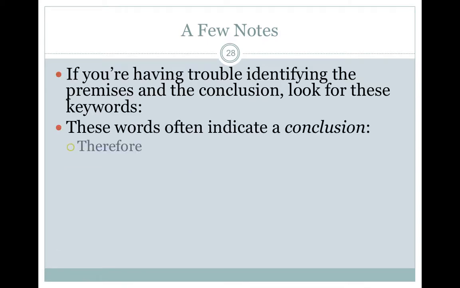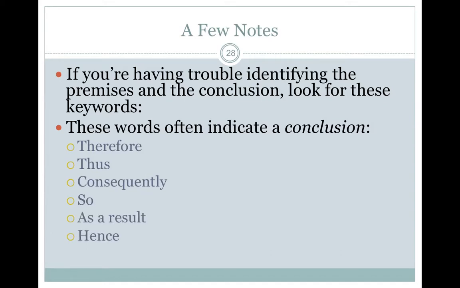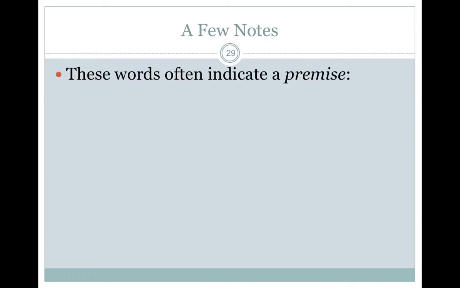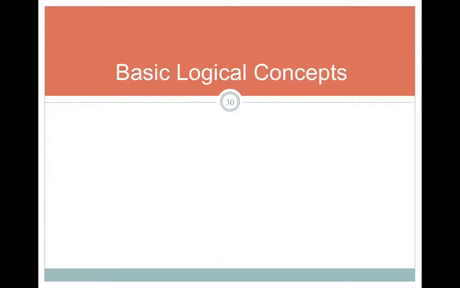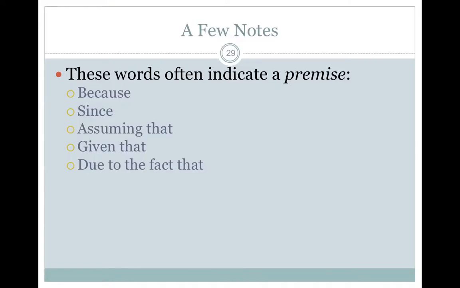Okay, here are some tips for figuring out what the premise is in an argument and what the conclusion is. Usually a conclusion is indicated by one of these words, although it doesn't have to be. If you look back at some of those examples, I think there might be some exceptions where none of these words are used, but these are good indicators. And these words often indicate a premise. So pause that if you like, but let's move on.